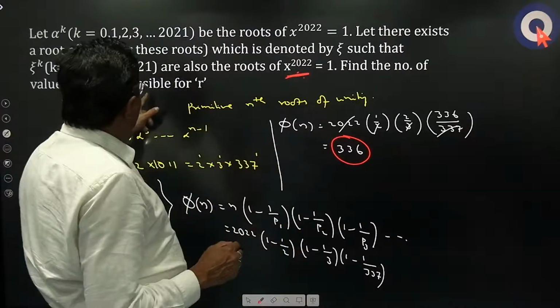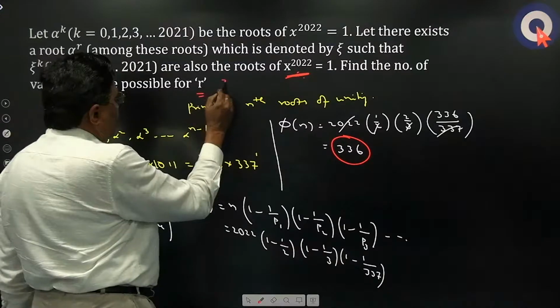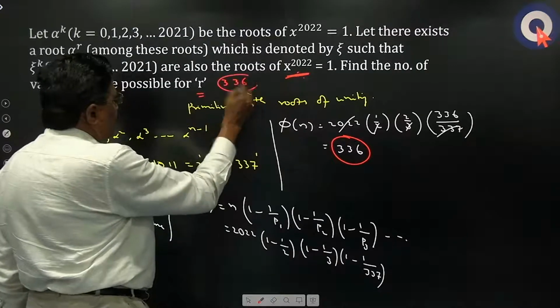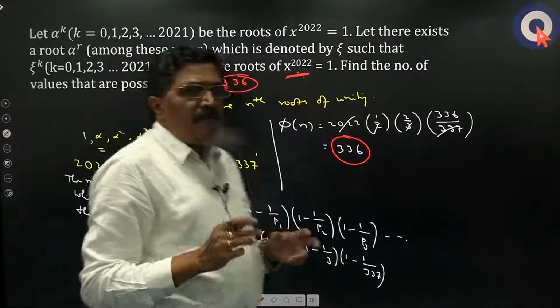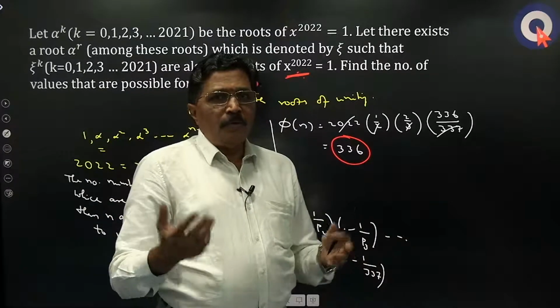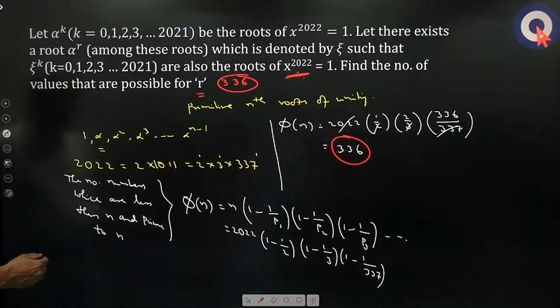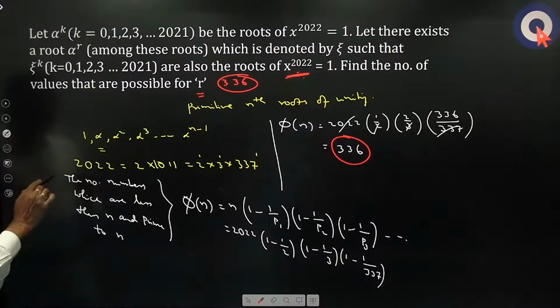The number of values that are possible for r is 336. So this is the thing. The concept of primitive nth roots of unity must be known to you already. It's good to revise it once. All right, we shall move on to the next problem.